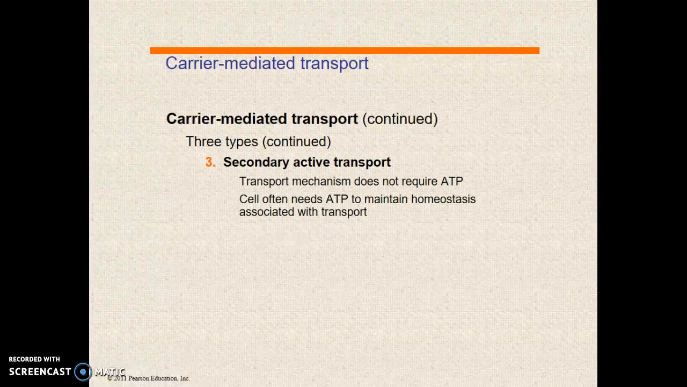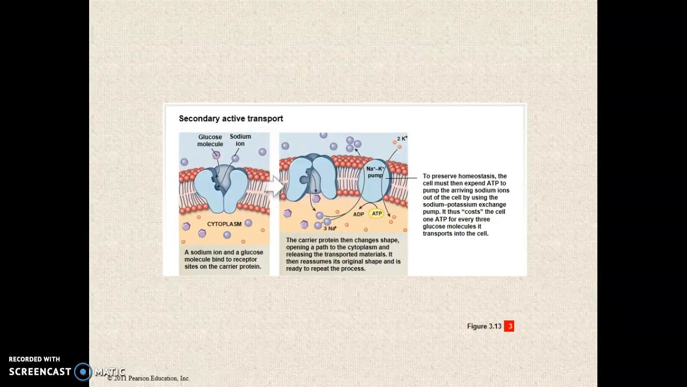Carrier-mediated transport, secondary active transport. We don't really talk about this much. Just read through this. But again, it's active transport, and therefore ATP is required.